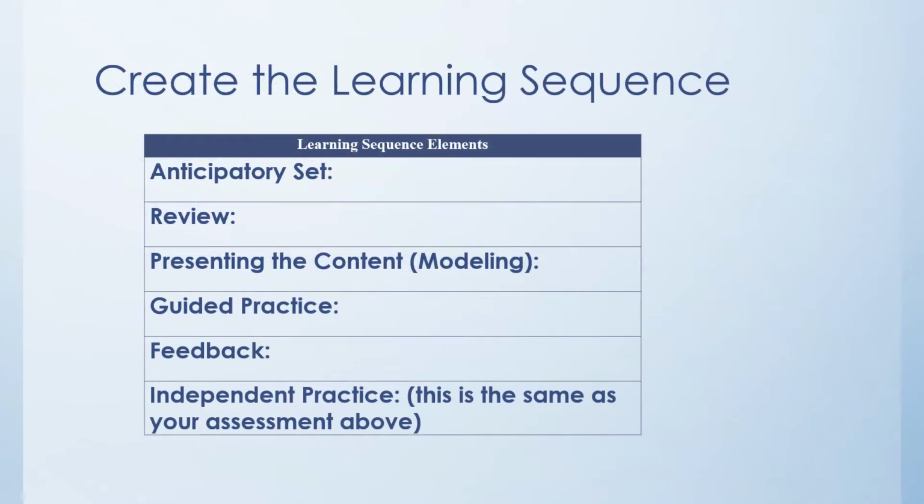Now we're going to create the learning sequence, and the learning sequence usually has these elements. There's an anticipatory set, a moment when we review previous content, we present the new content or model it, provide guided practice and feedback, and then independent practice. So let's go through each one of those so you can see what that looks like.